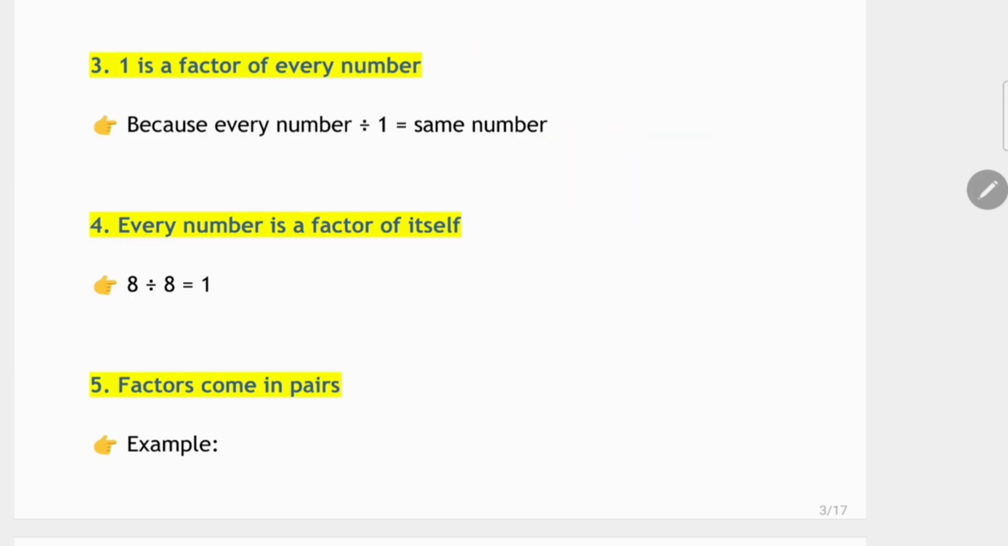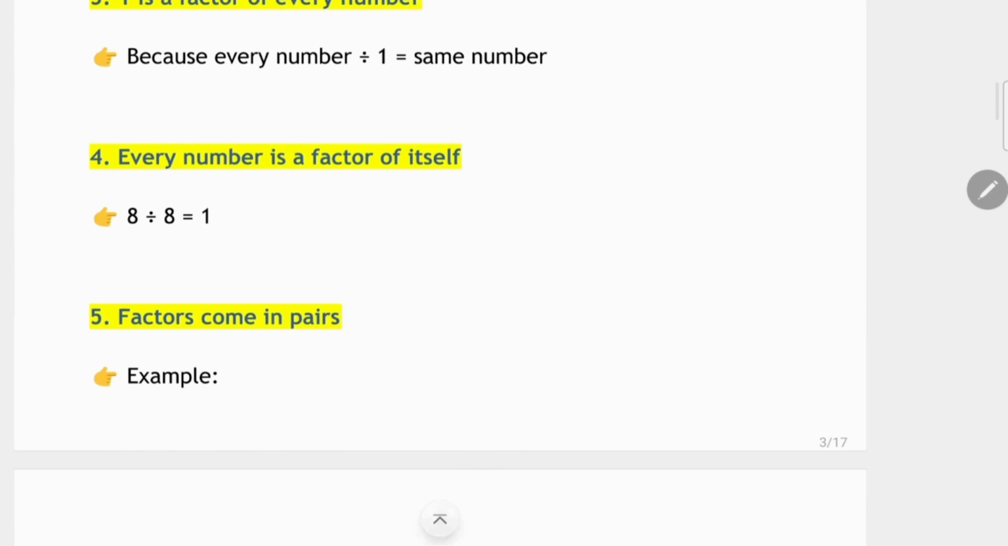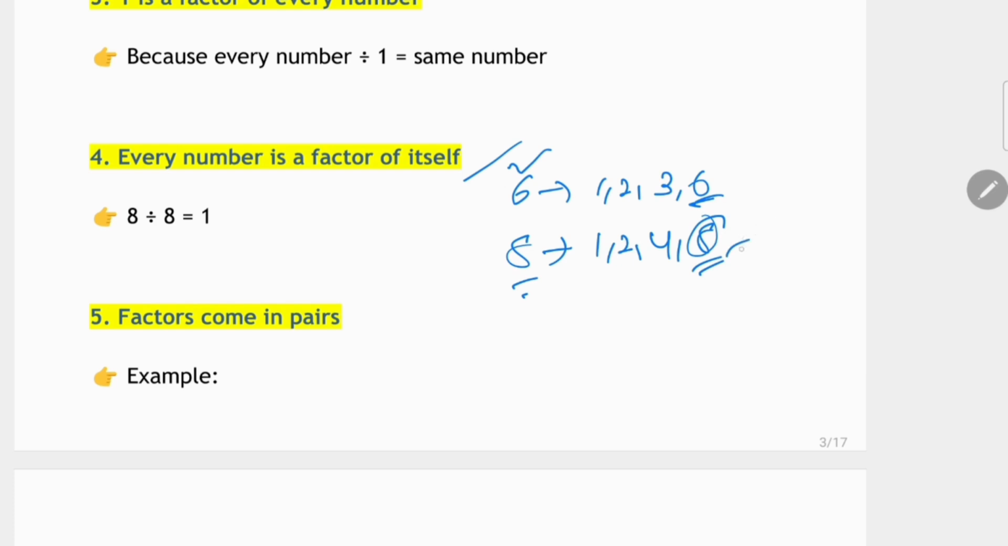Okay. Next, every number is a factor of itself. We already discussed this. The factors of 6 are 1, 2, 3, 6, and the factors of 8 are 1, 2, 4, 8. Here we observe that every number is a factor of itself, because when we write factors of 6, 6 is one of the factors. Also when we write factors of 8, 8 is one of the factors. Therefore every number is a factor of itself.